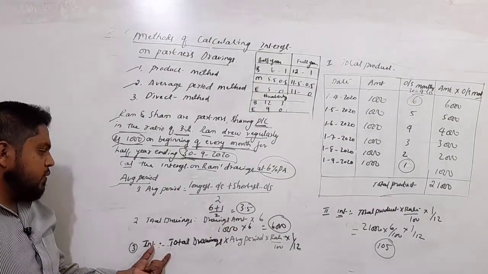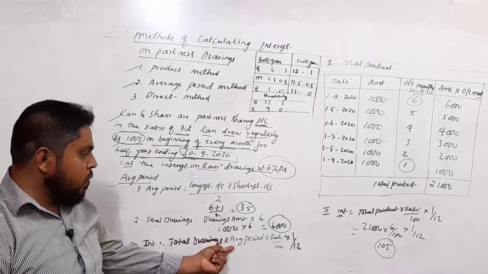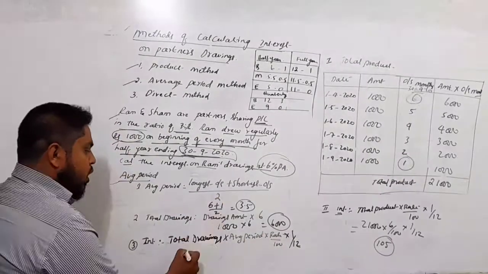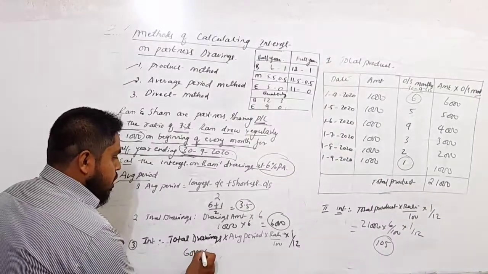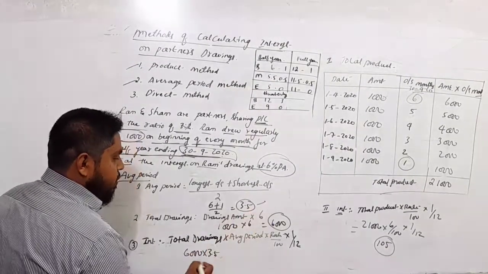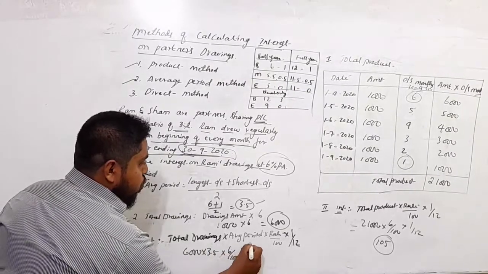Now the third step is interest. Interest is equal to total drawings into average period into rate into 1 by 12. So total drawings is 6000, average period is 3.5, into rate 6 by 100, into 1 by 12.